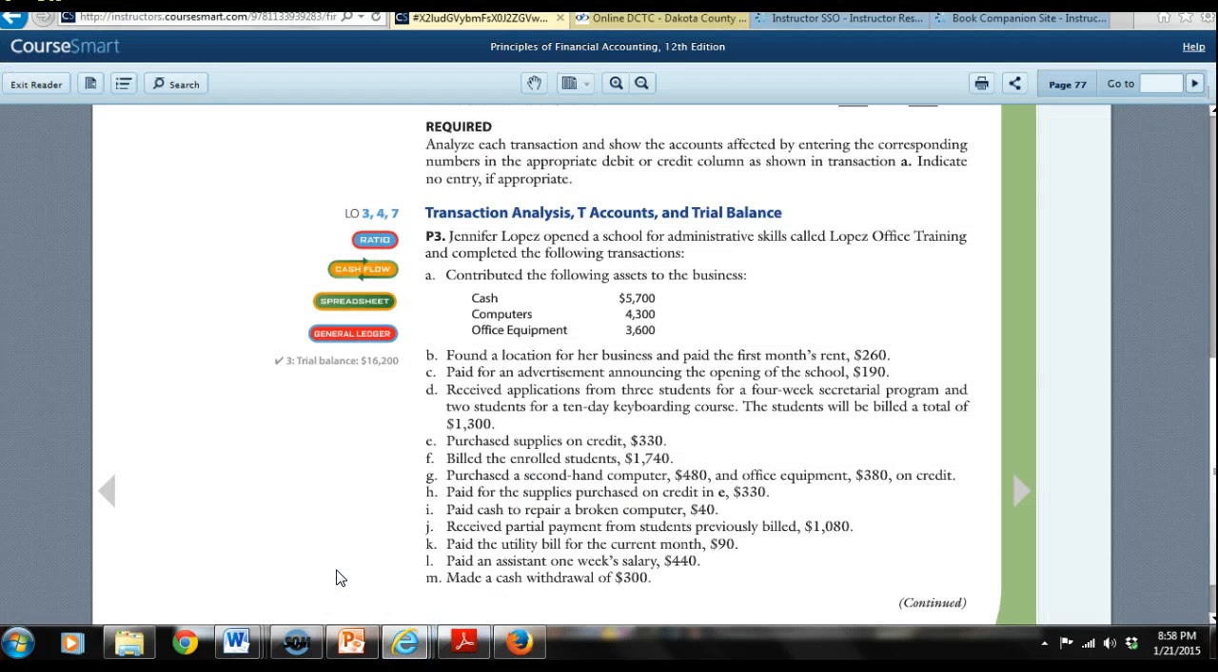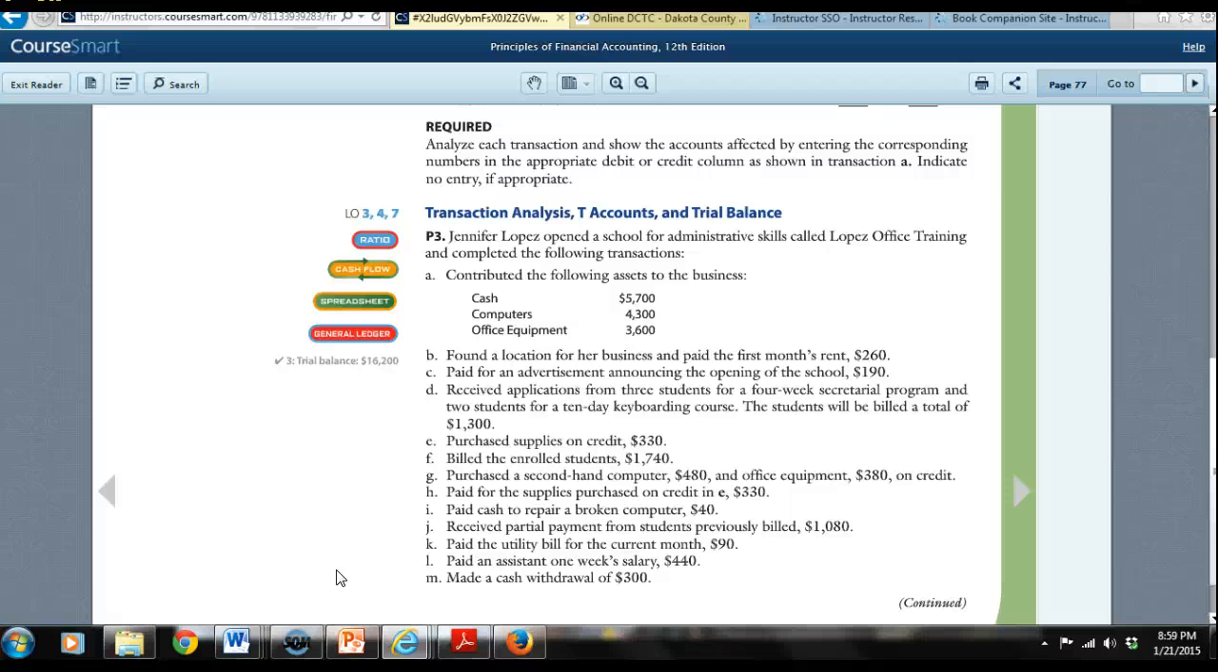F, billed the enrolled students $1,740. Accounts payable. Or tuition revenue. Tuition revenue, and when we bill monies we are going to receive, it is accounts receivable. Remember, payables are when we pay the money. We owe it. Receivables are monies due us. So, tuition is a debit.